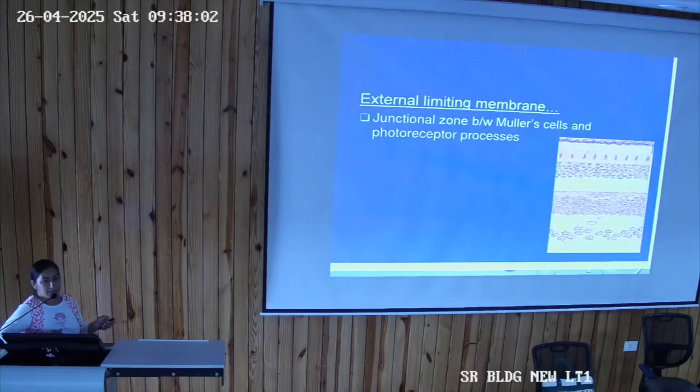Next is the limiting membrane. The first limiting membrane, the external, and the last one is the internal limiting membrane. So first external limiting membrane, this is the junctional zone between the cells, that are the Mueller cells, and the photoreceptor processes.